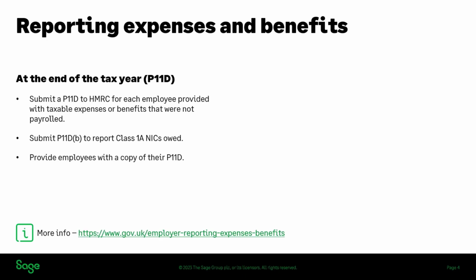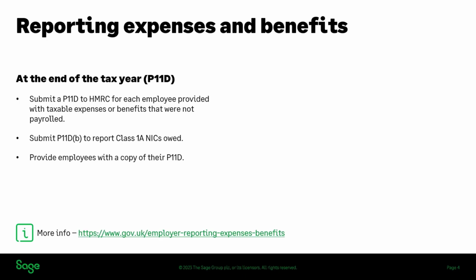So what this involves is submitting a P11D form to HMRC for each of your employees who was provided with taxable expenses or benefits that were not payrolled, and that will summarise the value of those expenses for the 2022 to 23 tax year. Now, you will also need to submit an employer declaration known as a P11DB, which will report the Class 1A employer national insurance contributions that you owe on those benefits. And you will need to provide your employees with a copy of their P11D form. And I'll show you, you can print or email that from the Sage P11D software.